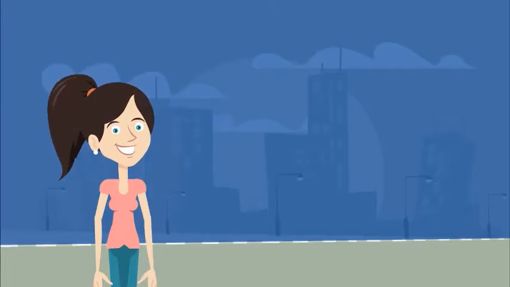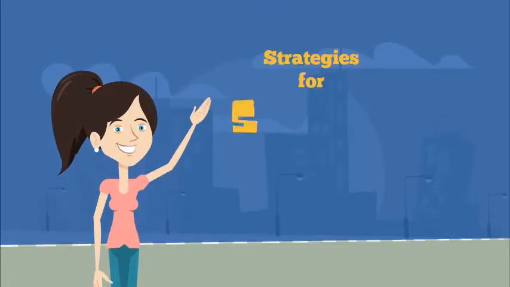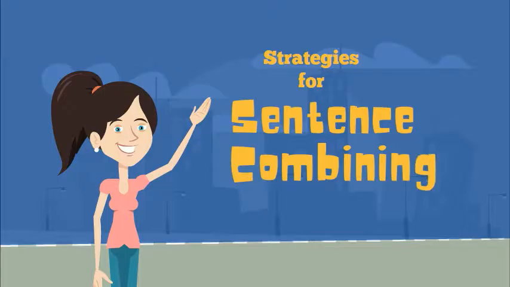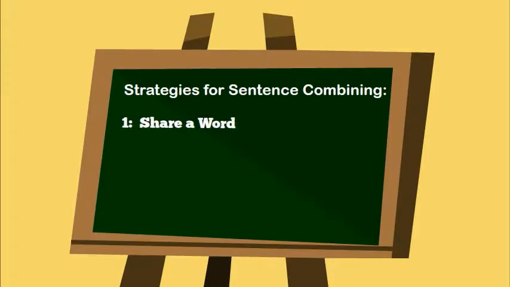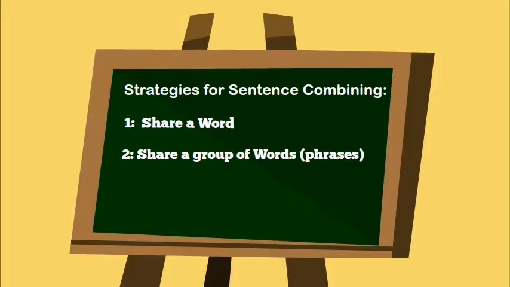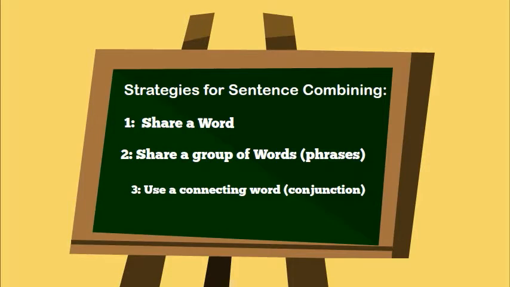This tutorial will help you with strategies for sentence combining, which can be accomplished in the following ways. 1. You can share a word. 2. Insert a group of words, phrases, or clauses from one sentence into another sentence. Or 3. Combine two related sentences by using a connecting word or a subordinating conjunction. Today we're going to learn how to sentence combine by inserting groups of words.